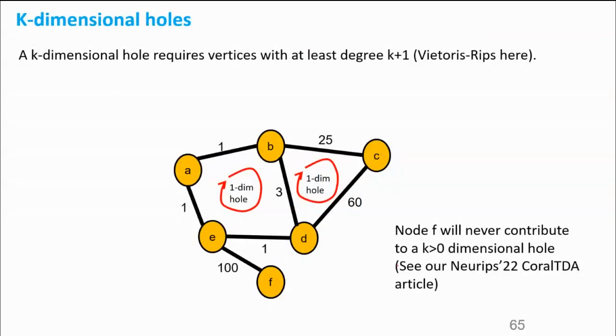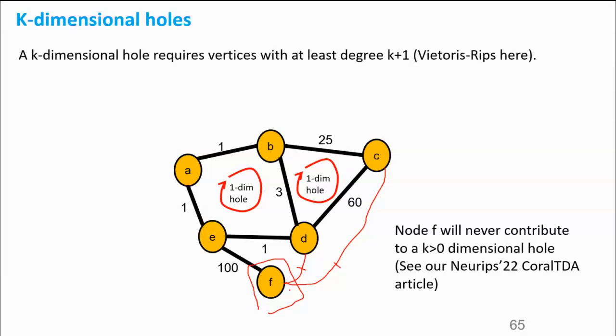The second thing is a k-dimensional hull requires vertices with at least degree k plus 1. So we are using, let's say, Vietoris strips here. As you can see in this graph, there are 2 holes, and then there is this node F. Node F is never going to create a one-dimensional hole because it has just one edge. In order to create a hole, it should have had at least 2 or more edges. But it doesn't. In a sense, if you are working with TDA on graphs, including F in your one-dimensional hole computations is completely useless.